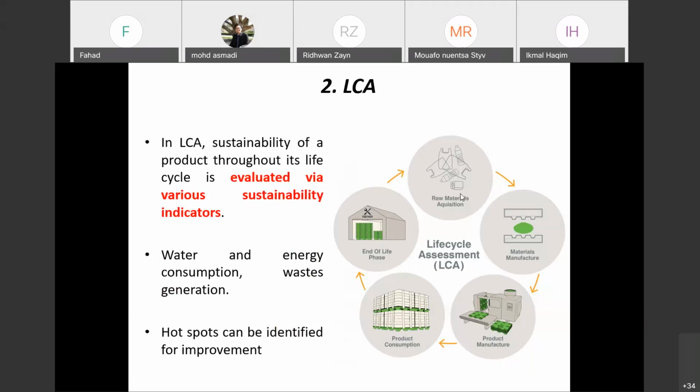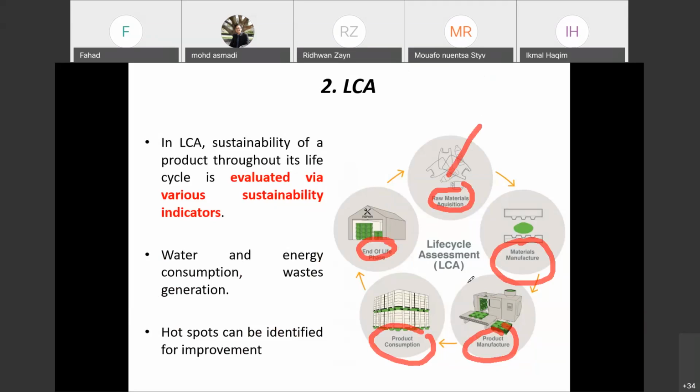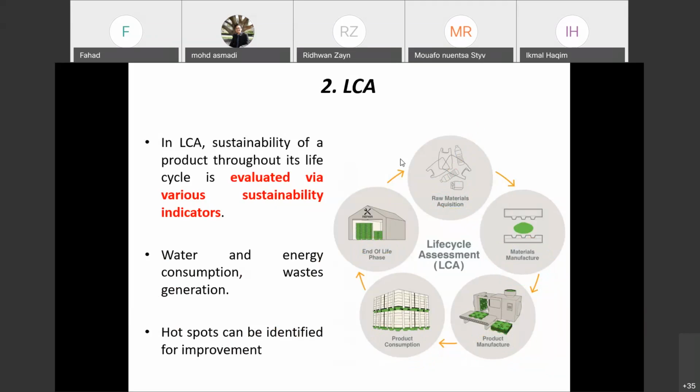Raw materials, material manufacturing, product consumption, and end-of-life phase. Cradle to the grave. Like raw material harvesting for the production of biodiesel, cultivation, and then extraction, conversion of the biofuels, handling the byproducts. What else? Nutrients, all those things you have here. So that means it is going to close this life cycle.